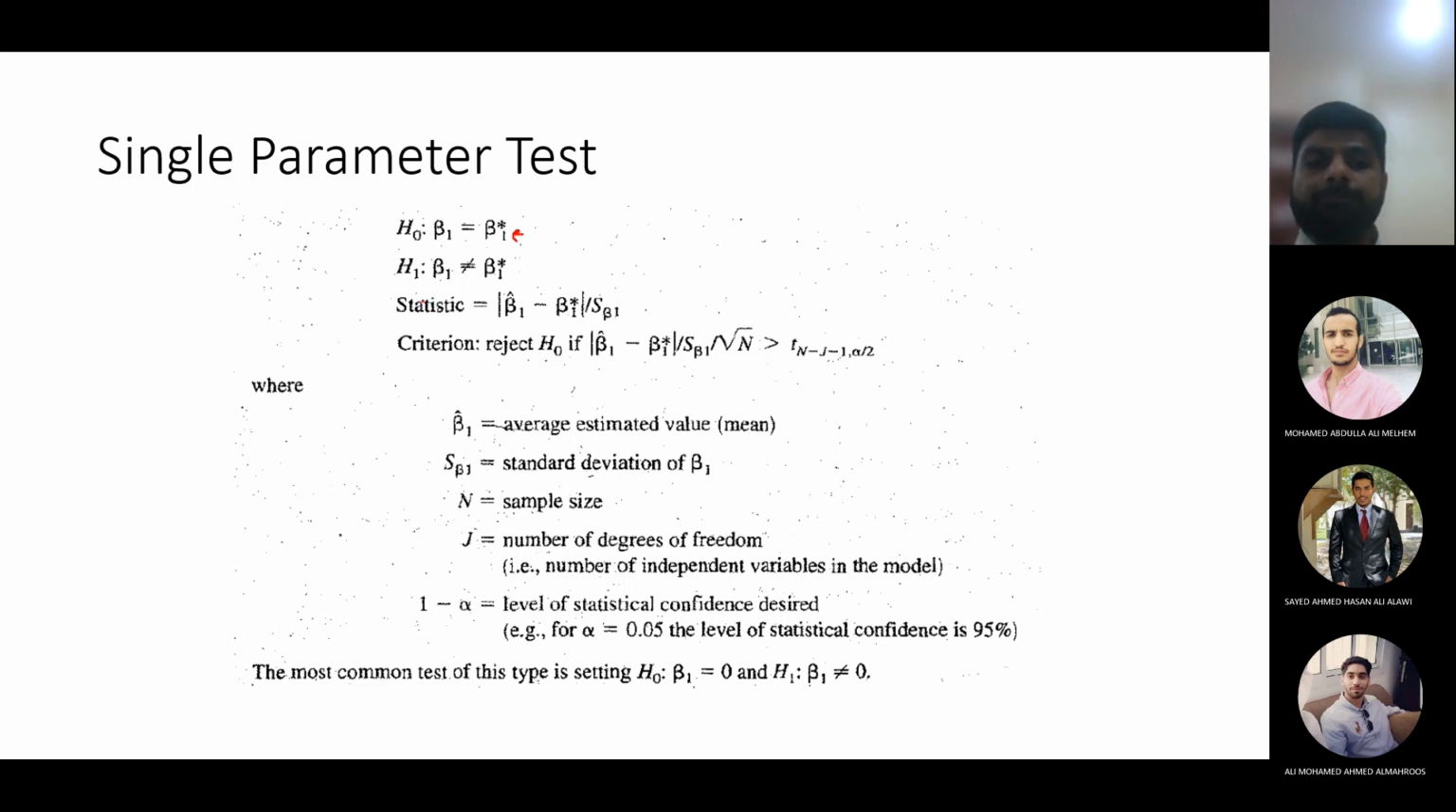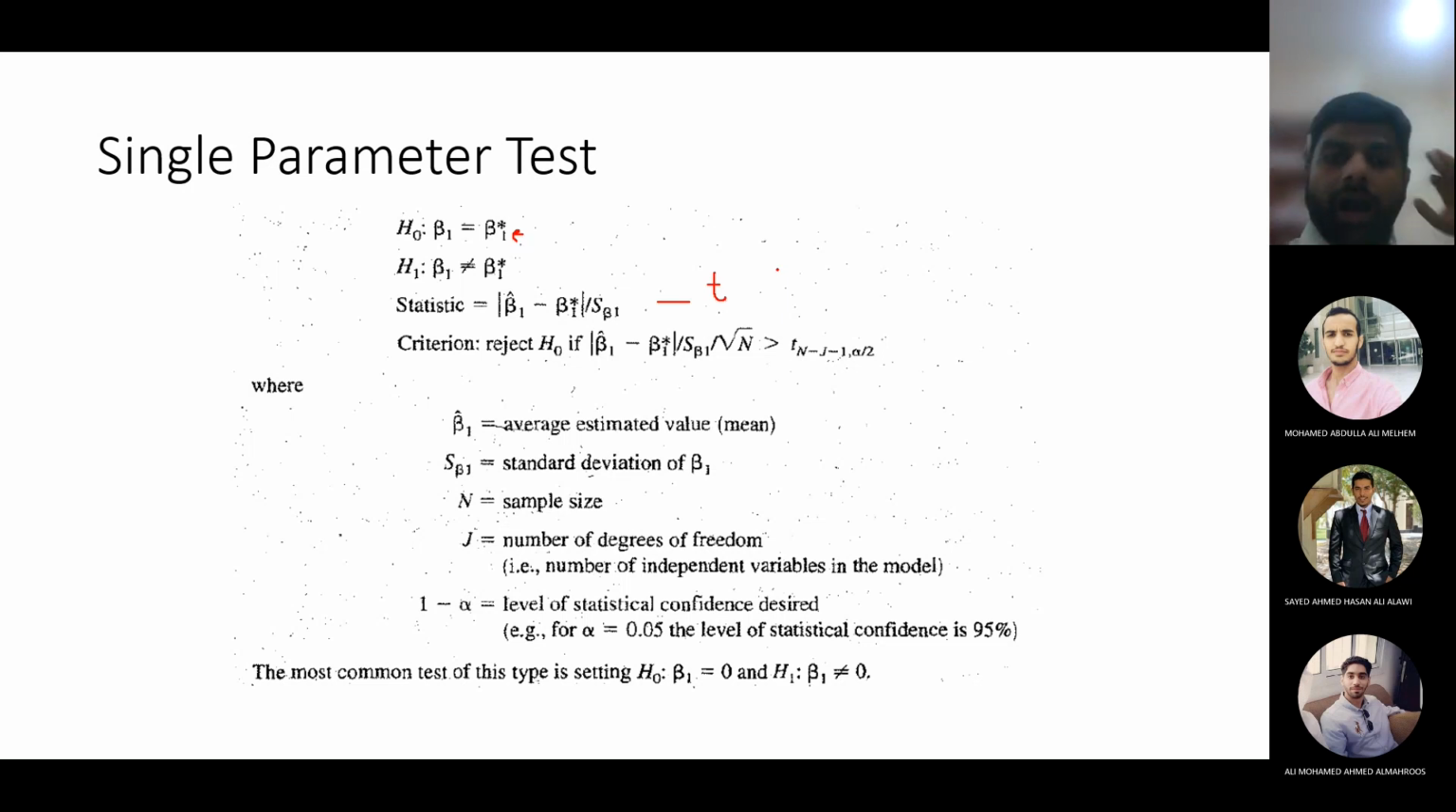Alternative hypothesis, beta 1 is not equal to beta 1 static. This is a T statistic. Whenever you are checking a parameter, we use the T statistic. If you are checking a model, we use the F statistic. T for one parameter, F for the entire model.